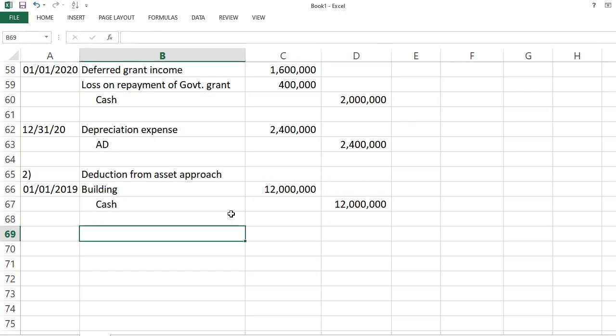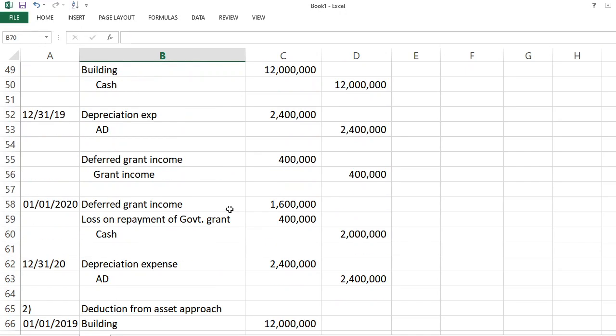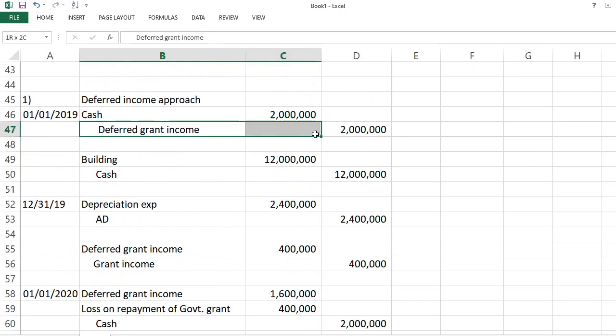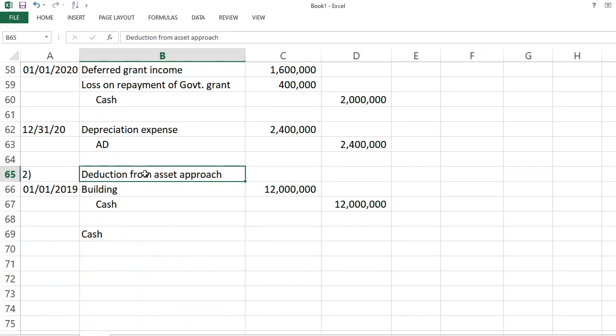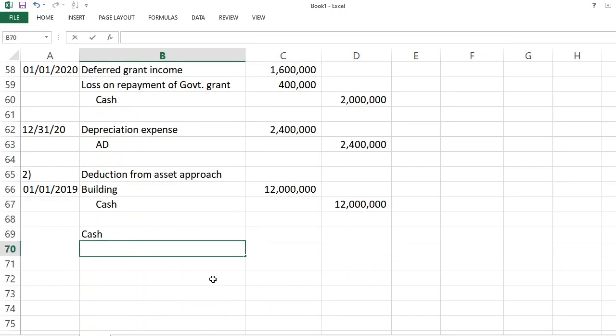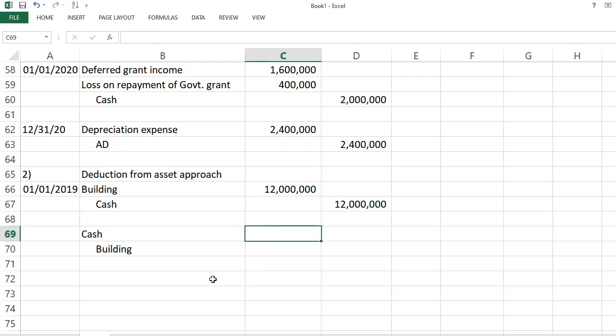Later on, we received a grant. Instead of putting deferred grant income like what we did in the deferred income approach, which is called that because we have deferred grant, here in deduction from asset, it is called that because instead of deferred income, we credit the asset itself in relation to the grant. That's the building. That is 2 million. If you will be asked, how much is the carrying amount of the asset? That would be 10 million.